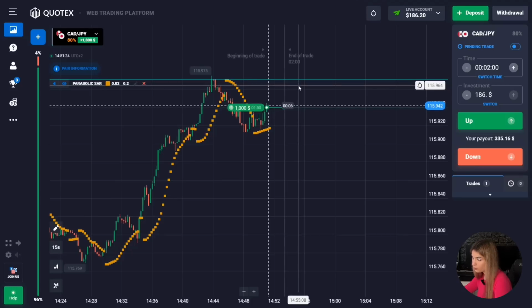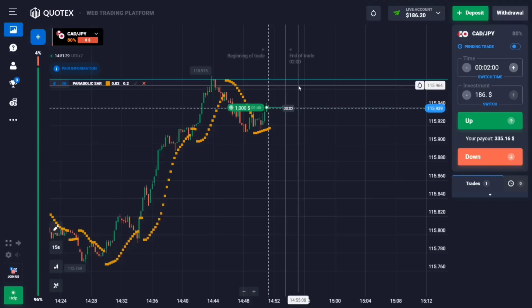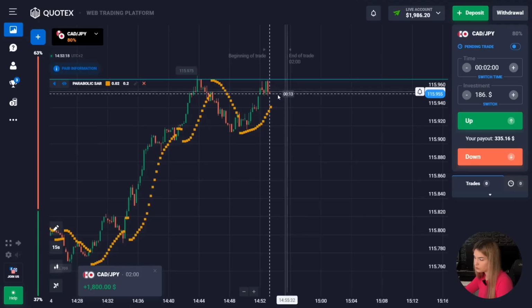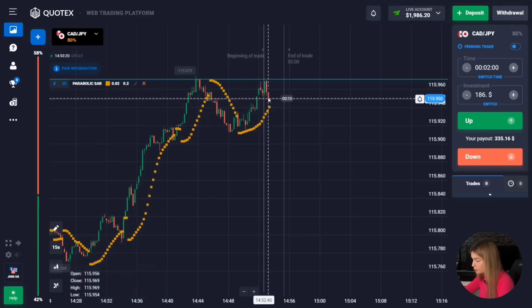We will try to make money on this upward movement, and so guys, let's wait for the end of our deal. Not bad, not bad, guys. The price continued to move towards the level and we made a profit here.